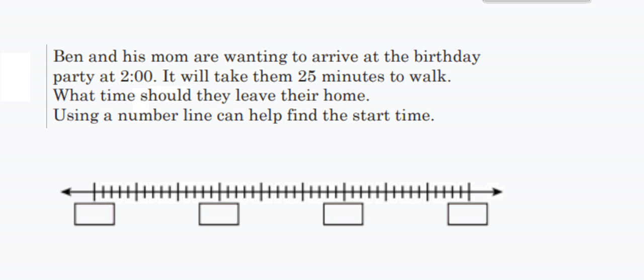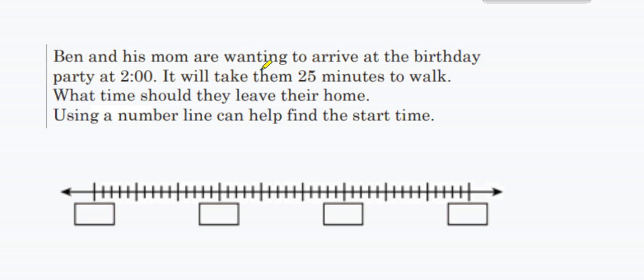This is the problem that is at the bottom of page 3. And it says, Ben and his mom are wanting to arrive at the birthday party at 2. It will take them 25 minutes. What time should they leave their home? And we're going to use this number line to figure out when Ben needs to leave the house, right? Again, I just read it for an understanding.